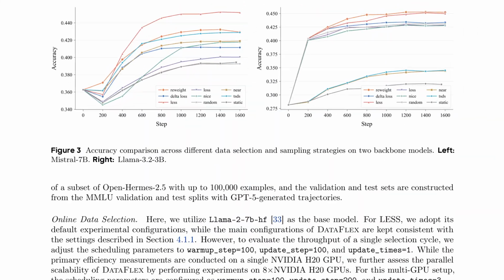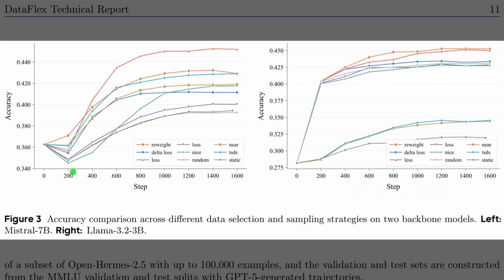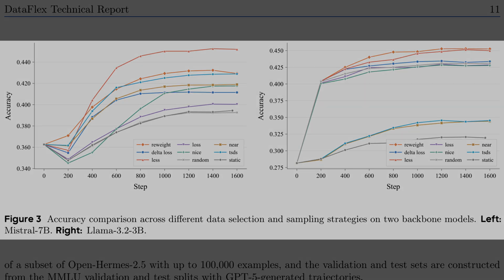Well, with those algorithms now integrated, Figure 3 shows the actual performance gains they deliver during training. These two graphs track MMLU accuracy over 1,600 training steps. The left panel shows the results for Mistral 7B, while the right panel covers LLaMA 3.2 3B. In both cases, almost all the dynamic data selection strategies significantly outperform the static full data baseline, which is the dark gray line tracking near the bottom. Specifically, the gradient-based LESS algorithm, shown in red, and the loss-based reweighting strategy, shown in orange, consistently achieve the highest final accuracy across both models.